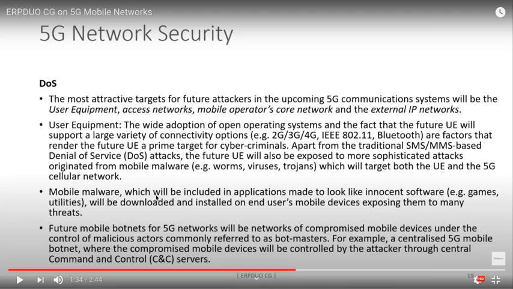Mobile malware, which will be included in applications, may look like innocent software, typically games and utilities, which you can easily download and install. And they may try to reward you with a couple of dollars for paying attention to the apps or games. Future mobile botnets for 5G networks will be networks of compromised mobile devices under the control of malicious actors, commonly referred to as bot masters. That can be a centralized or decentralized 5G mobile botnet, where the compromised mobile devices will be controlled by the attacker through central command and control servers.